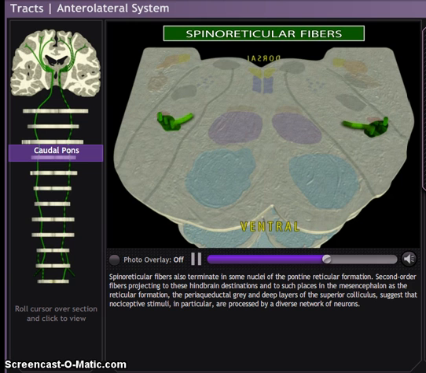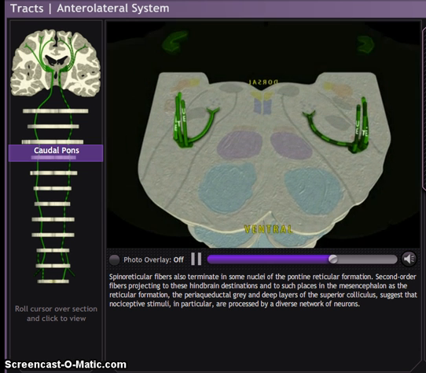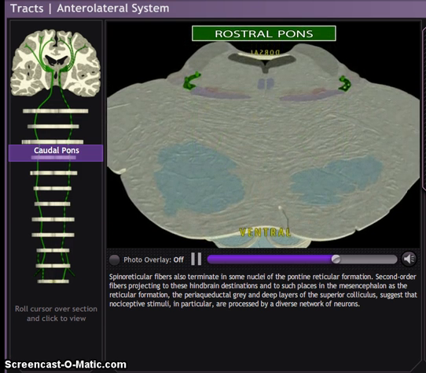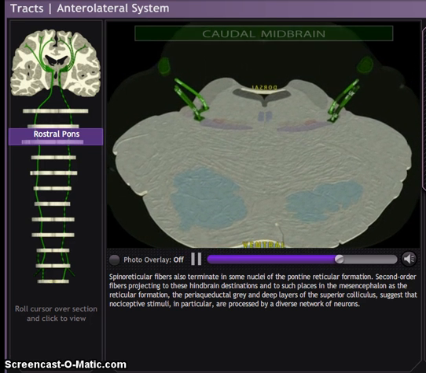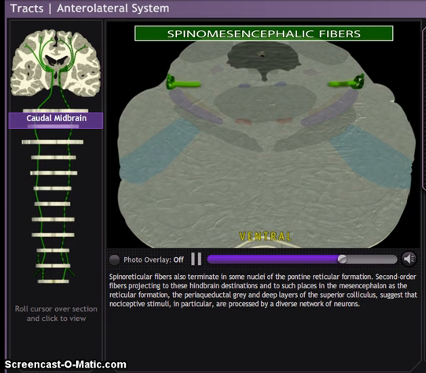Spinal reticular fibers also terminate in some nuclei of the pontine reticular formation. Second-order fibers projecting to these hindbrain destinations and to such places in the mesencephalon as the reticular formation, the periaqueductal gray, and deep layers of the superior colliculus suggest that nociceptive stimuli in particular are processed by a diverse network of neurons.